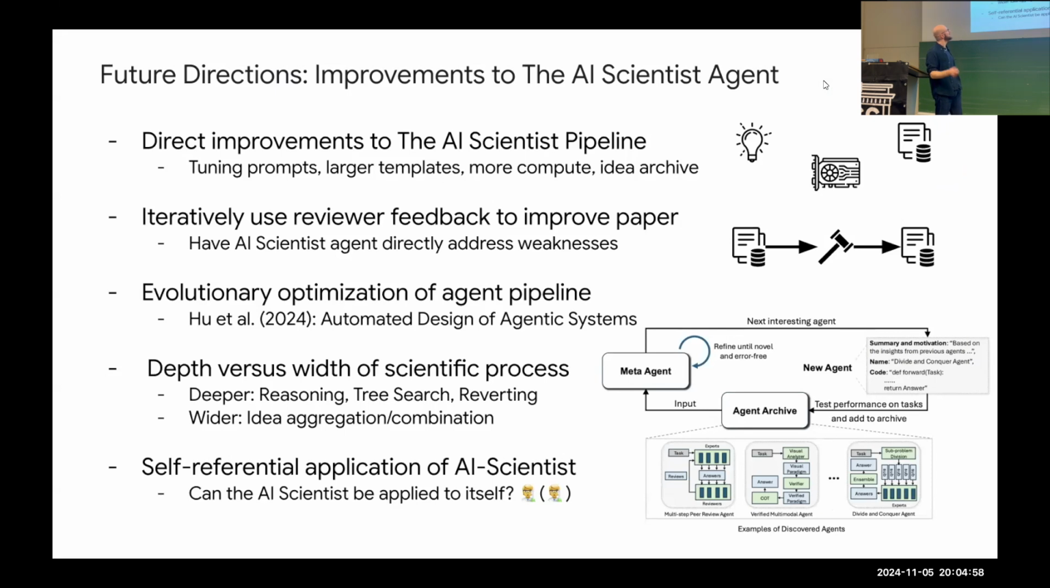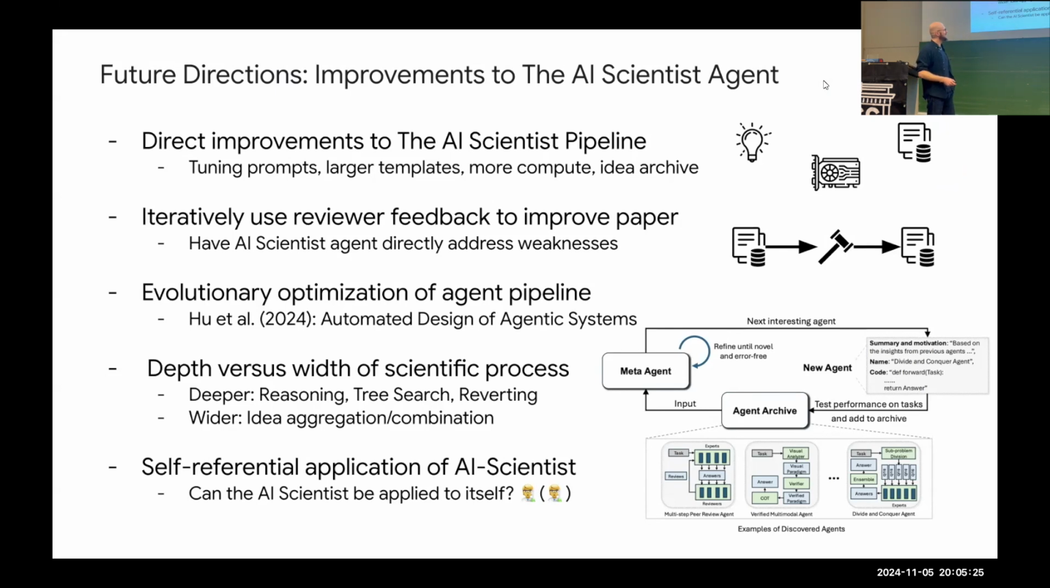Okay, so future directions. There are many direct improvements, including ramping up the compute, tuning prompts, and using iterative feedback from the reviewer, bringing it back into the text or into the experiment pipeline. There are things like using evolutionary approaches to optimize the agentic structure, so having more or less chain of thought reasoning, more reflection, other pipelines, etc.